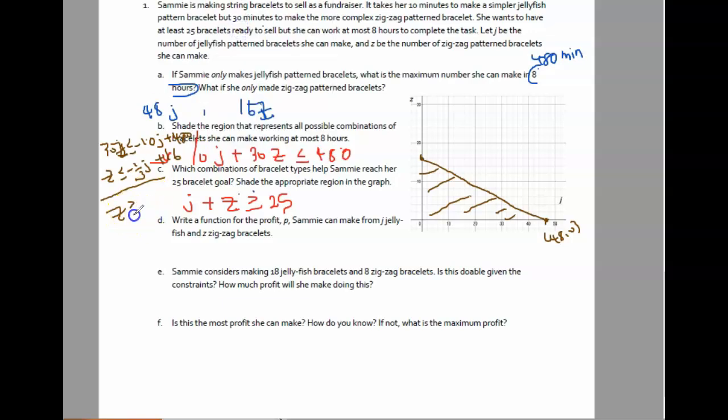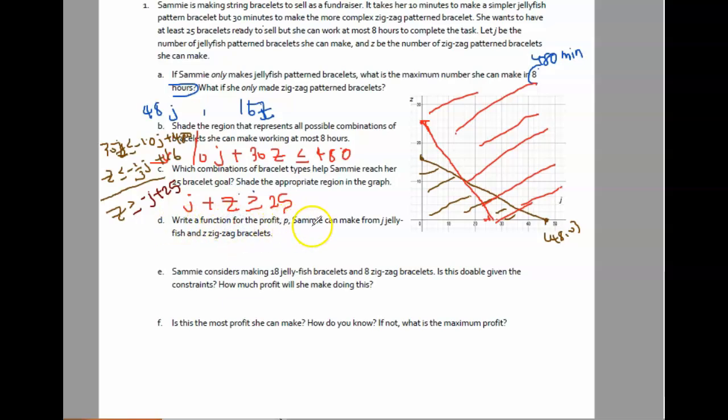The second one, Z is greater than or equal to negative J plus 25. So the y-intercept of 25, I'm going to change the color. 25, somewhere here. And the x-intercept will be 25. Connect them together like that. And Z is greater than that, so I'm going to shade above.